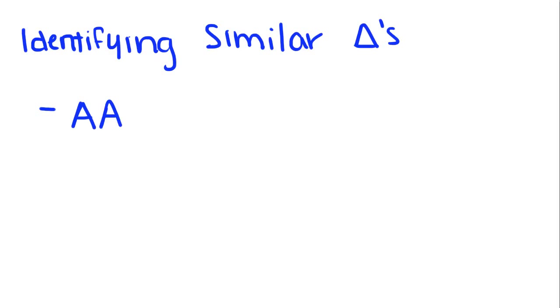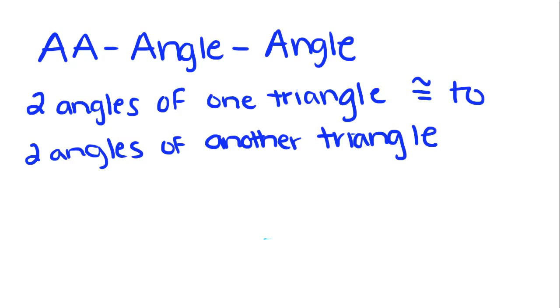Our focus today is identifying similar triangles, and we're going to do that through this AA property. So AA, or angle-angle, is when you have two angles of one triangle congruent to two angles of another triangle. And if this is true, you can say, therefore, the triangles are similar.